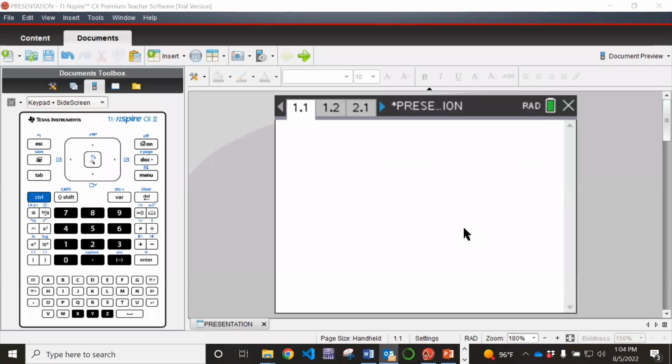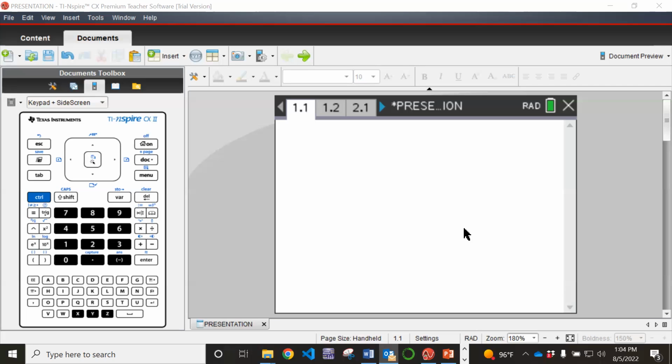All right, a couple things. First of all, I'm using the Inspire CX2 emulator here. There is a CAS version of this as well. CAS stands for Computer Algebra System. If you are looking at the CAS version, then you can solve an equation with multiple variables for one variable in terms of others. It will factor expressions. So that's what the CAS allows you to do.